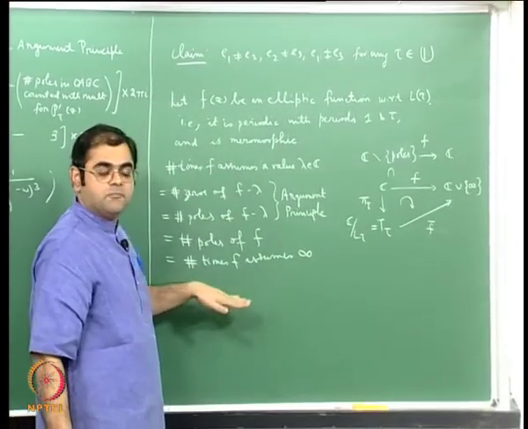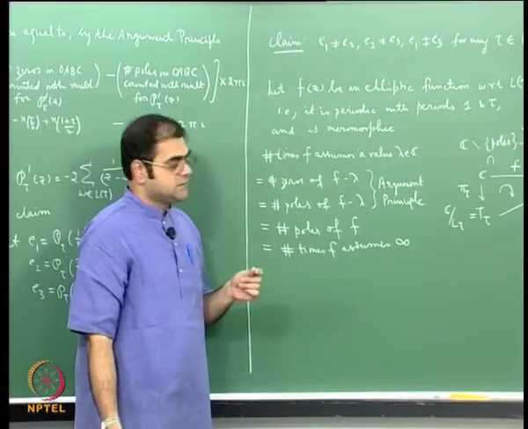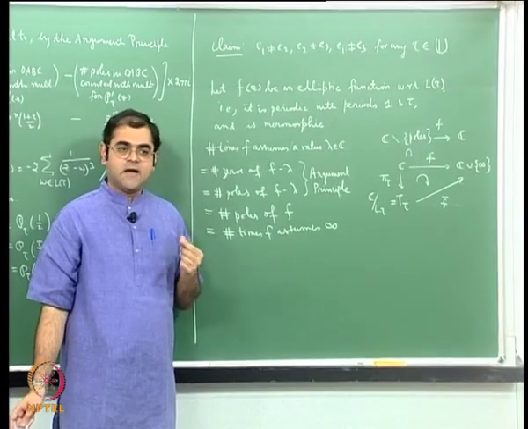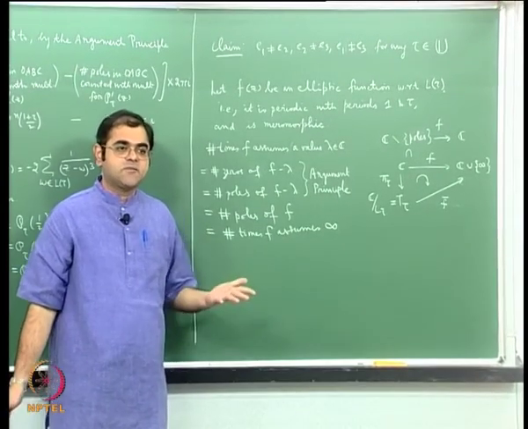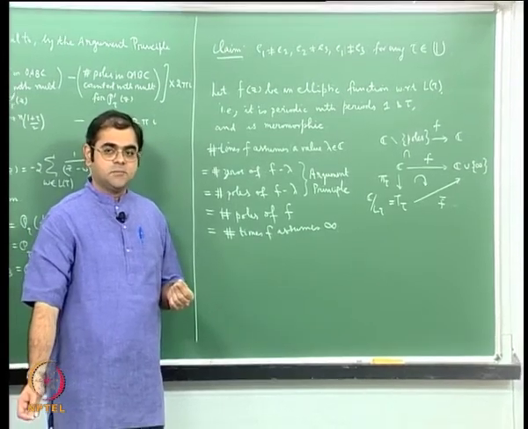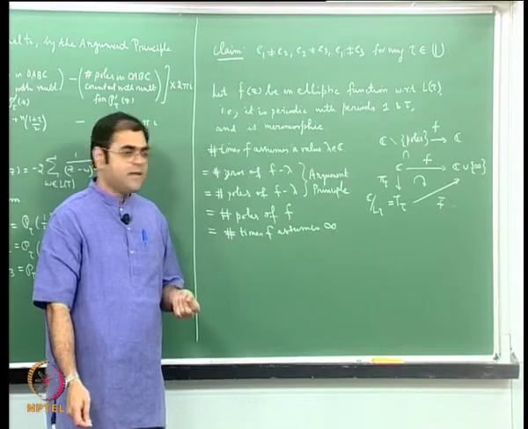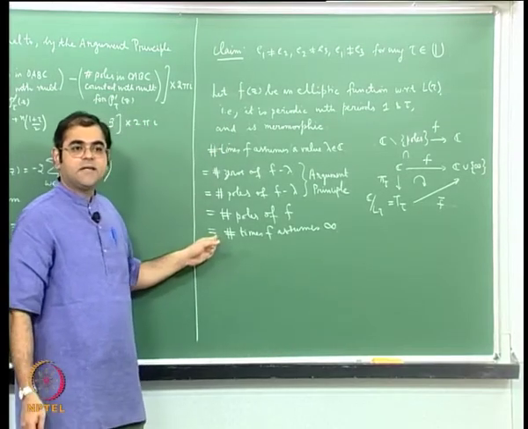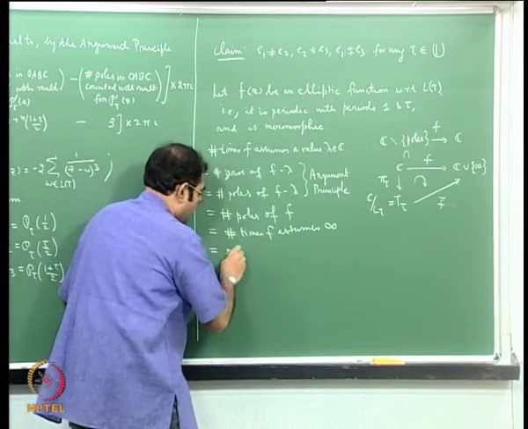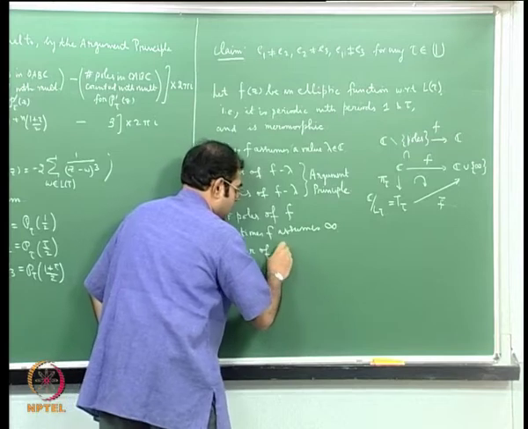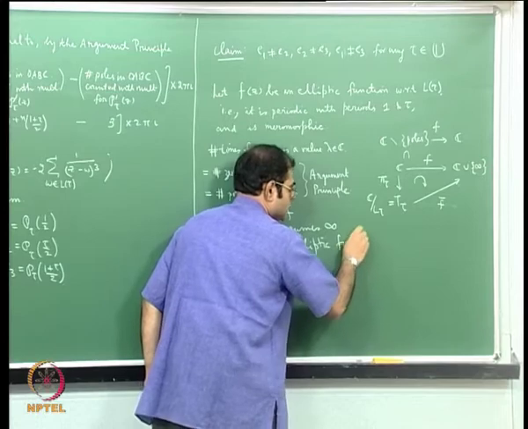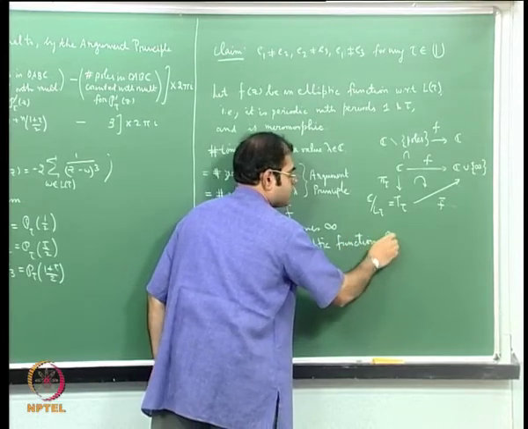So what have I proved? I proved that an elliptic function will assume each complex value, including the value infinity, exactly the same number of times. It cannot assume one value many more times than it assumes another value, and this number is called the order of the elliptic function f.